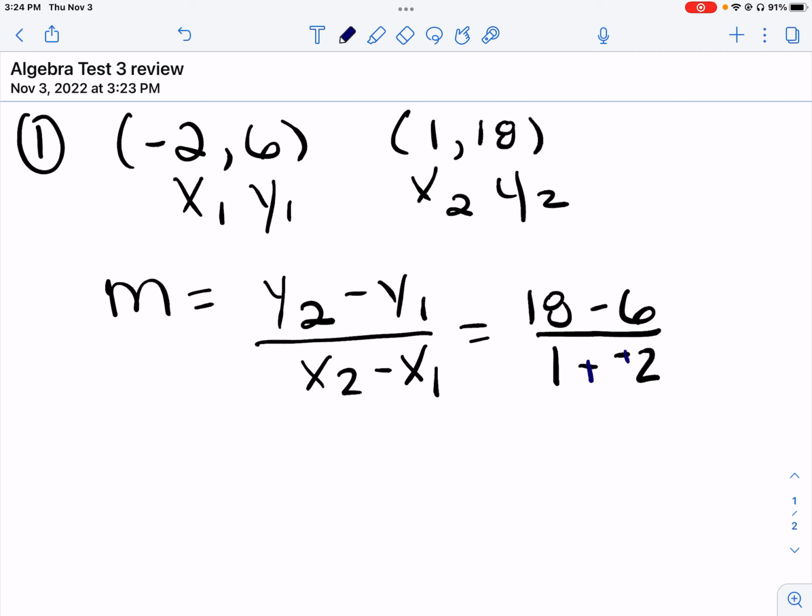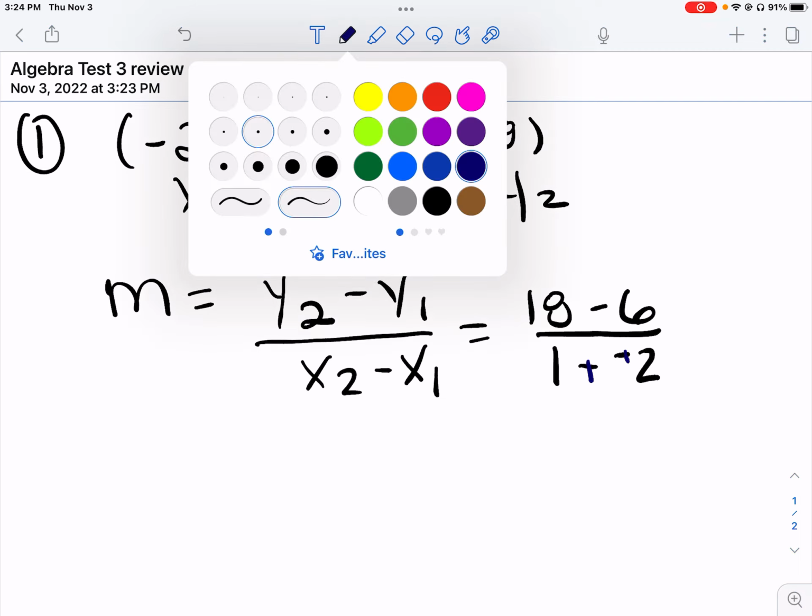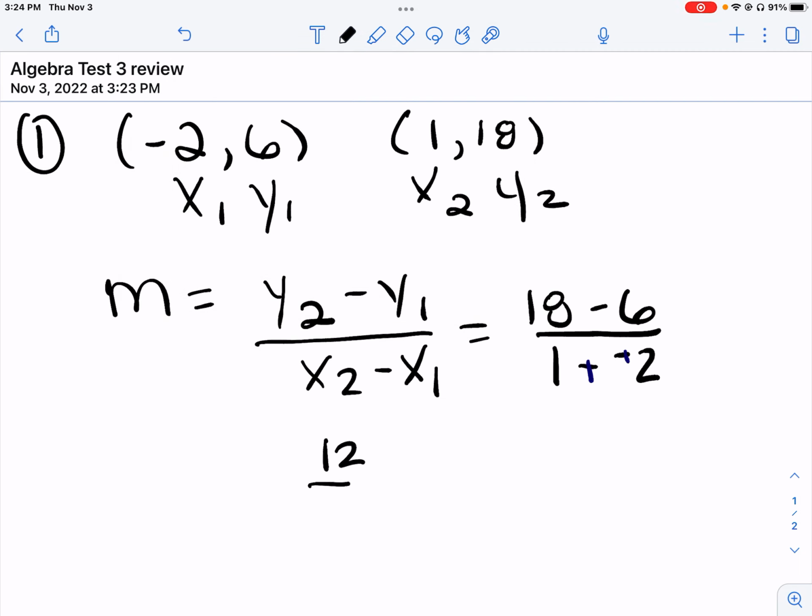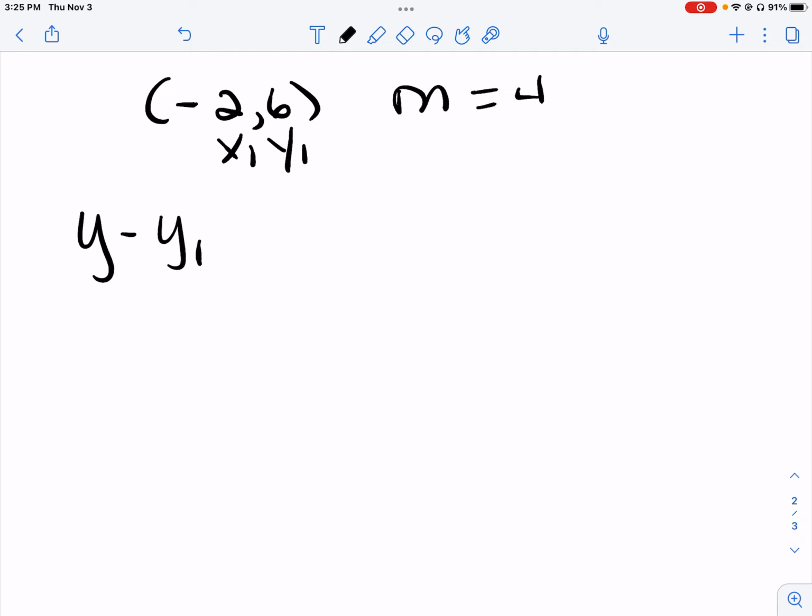That becomes plus. So that's 12 over 3. So m equals 4. Okay, now we're going to take our x1, y1, which was (-2, 6), and m equals 4, and plug into this formula. This is called the point slope formula.